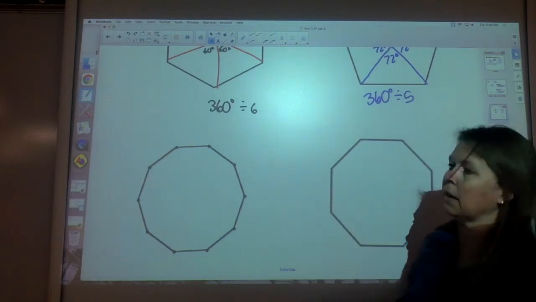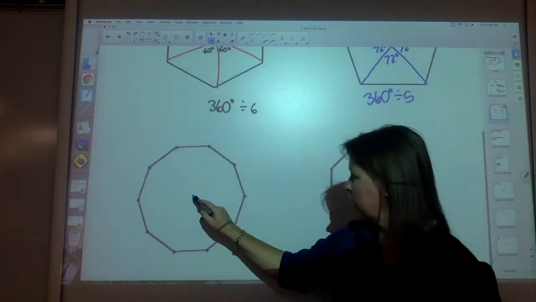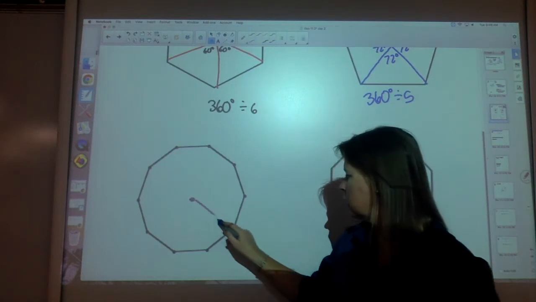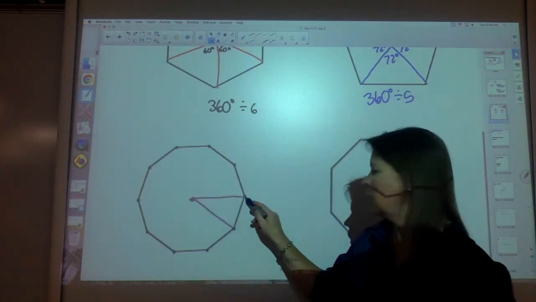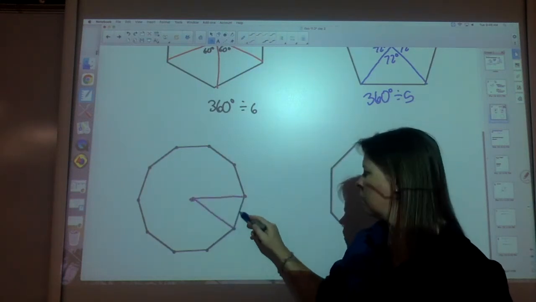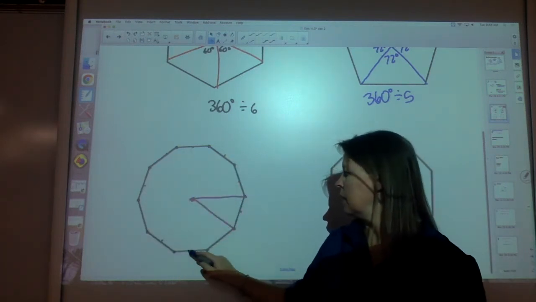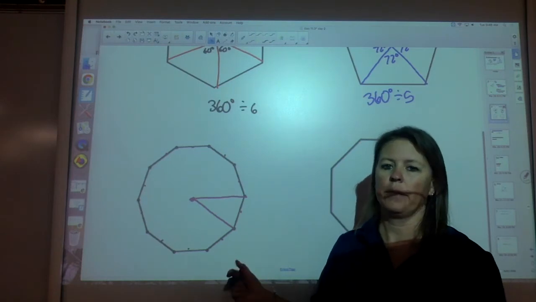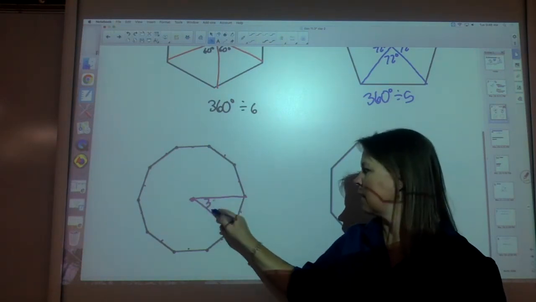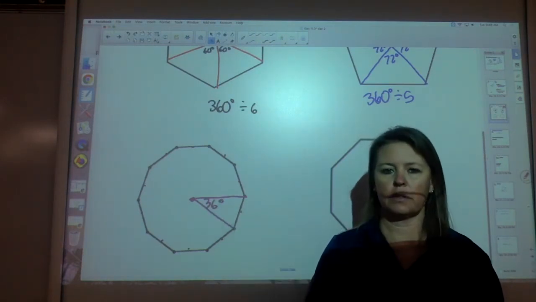Check out this one. I'm not going to draw it all the way around everything, but find the center, draw a triangle, count how many sides there are. 1, 2, 3, 4, 5, 6, 7, 8, 9, 10 sides. 360 divided by 10 sides, the central angle is 36 degrees.